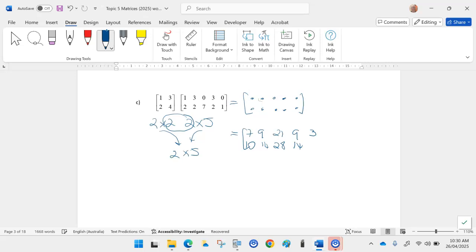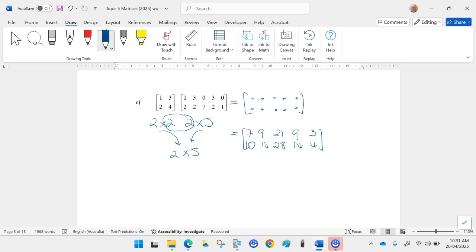And the final element in my product is in the second row, fifth column, taking the second row of my first matrix and multiplying through the fifth column of my second matrix. I go 2 times 0 plus 4 times 1, which is 4. There we have it.